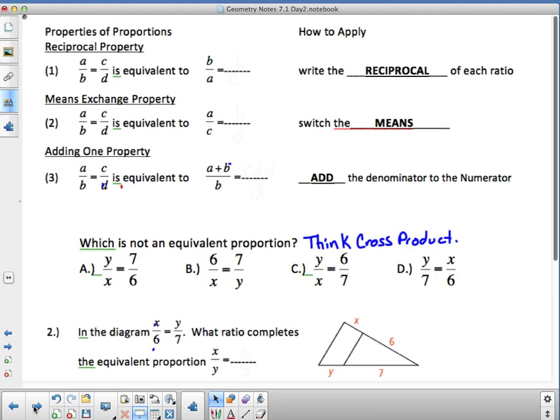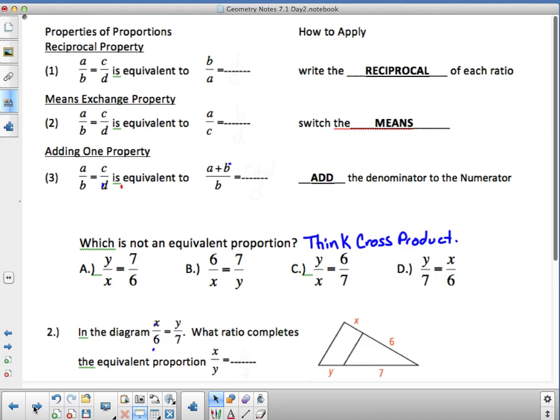Okay, so here's the deal. I'm looking at the reciprocal property. A lot of times students say, oh, I'm going to remember this, but it's all about your problem solving when you're working with it. So look at what I've got. In a situation like this, I will give you the setup of the property.